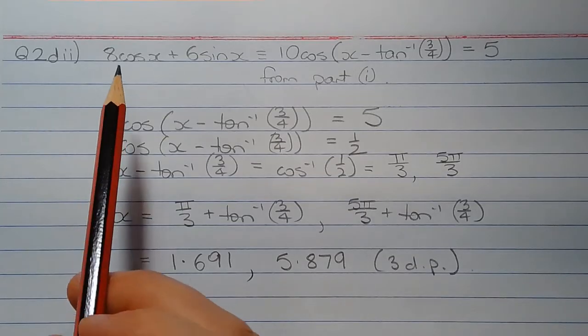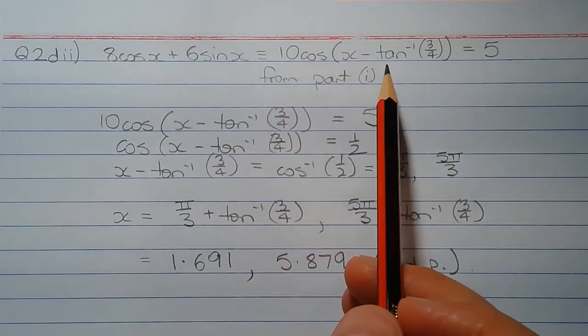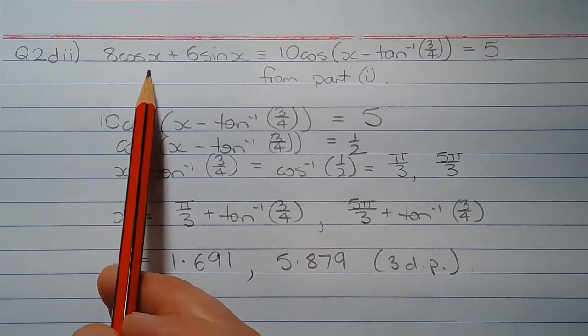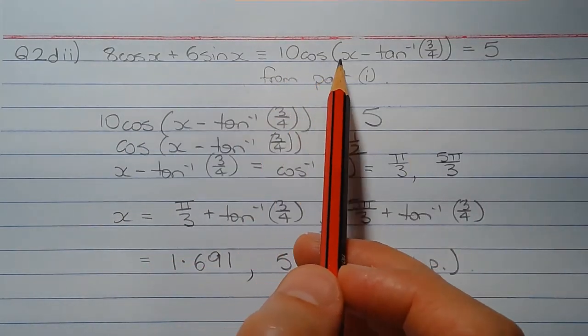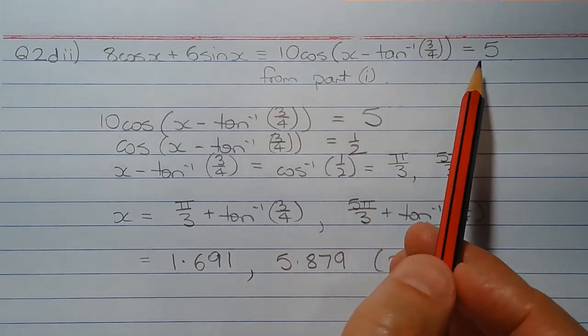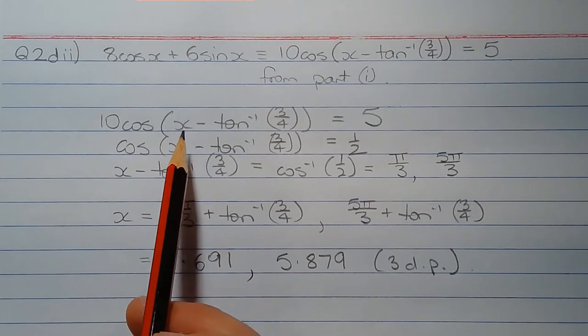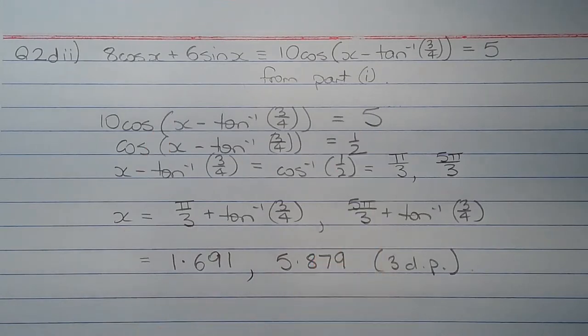From part 1, 8 cos x plus 6 sine x is identical to 10 cos of x minus the inverse tan of 3 over 4. So solving 8 cos x plus 6 sine x equals 5 is identical to solving 10 cos of x minus the inverse tan of 3 over 4 equals 5. So setting up that equation, we get 10 cos of x minus the inverse tan of 3 over 4 equals 5. So to solve for x, we first divide both sides by 10.